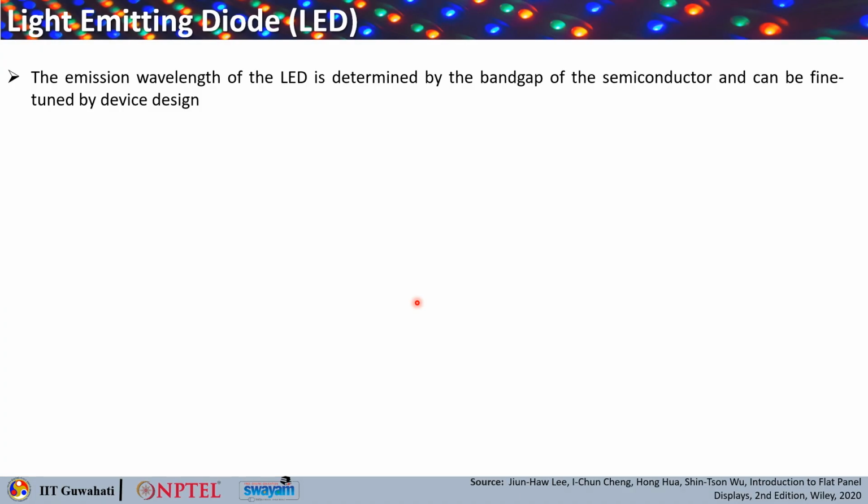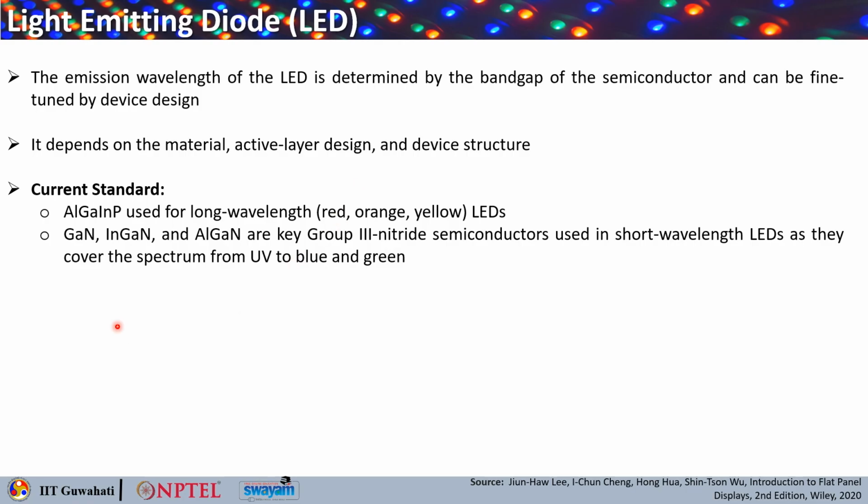I will not go into the LED basics, because I believe all of you know about this. Here we will be focusing on using LEDs for display purposes. The emission wavelength of an LED is basically determined by the band gap of the semiconductor, and it can be fine tuned by the device design. So, the emission wavelength basically depends on the material, the active layer design, and the device structure.